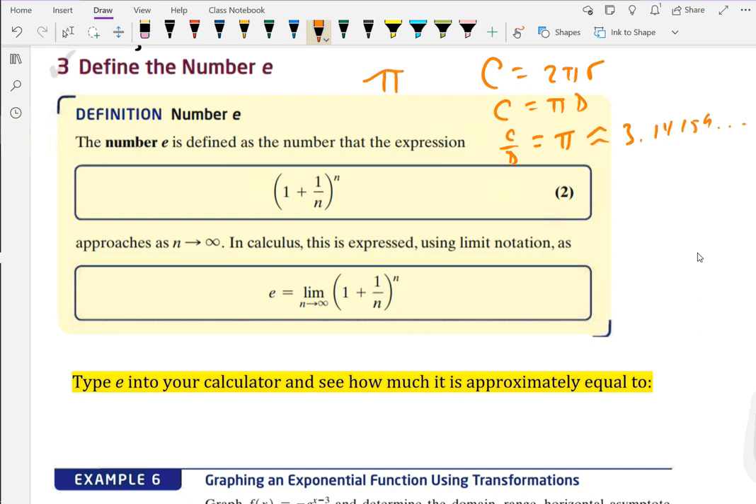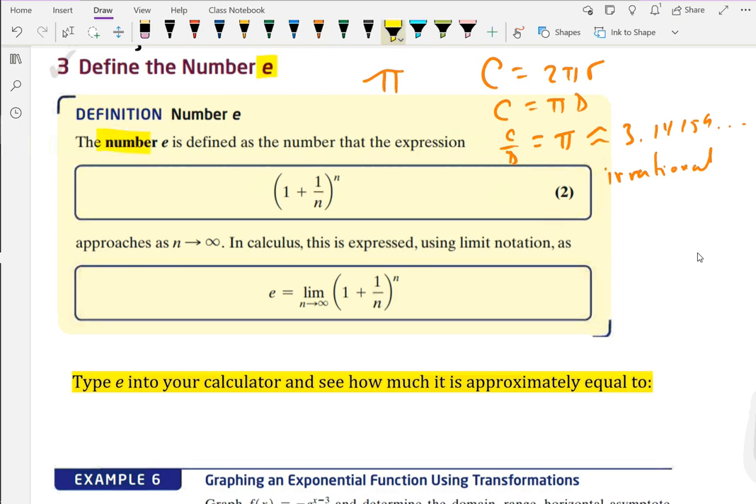So pi is what we call an irrational number, and we use a symbol for it, a Greek letter, pi. It's a number that, as a decimal, does not terminate, so it doesn't stop, and it doesn't repeat either. We have another irrational number, and the other irrational number that we're going to reference now is the letter e.